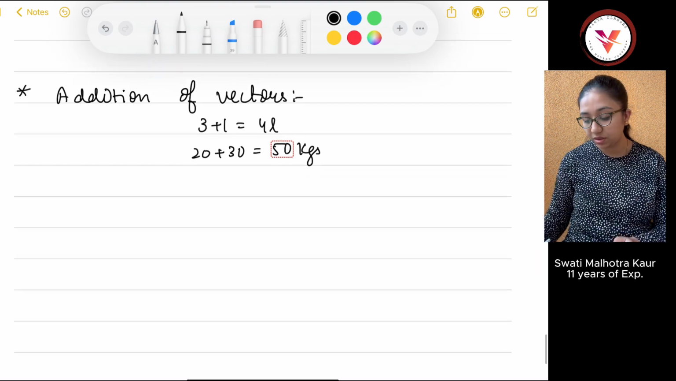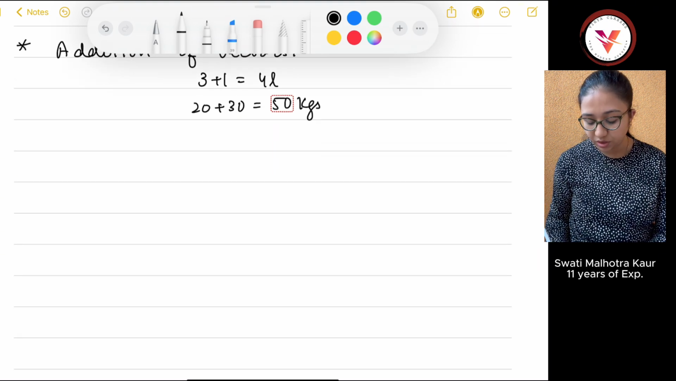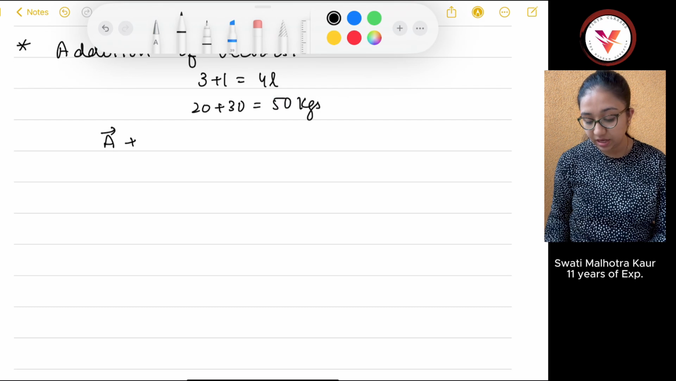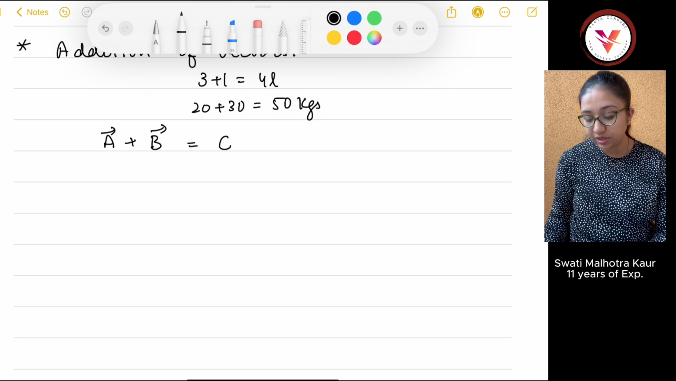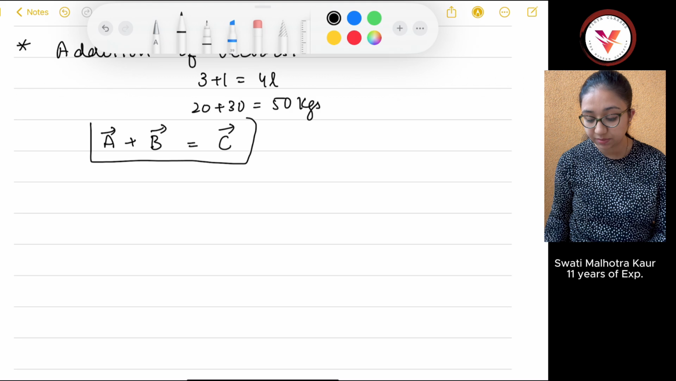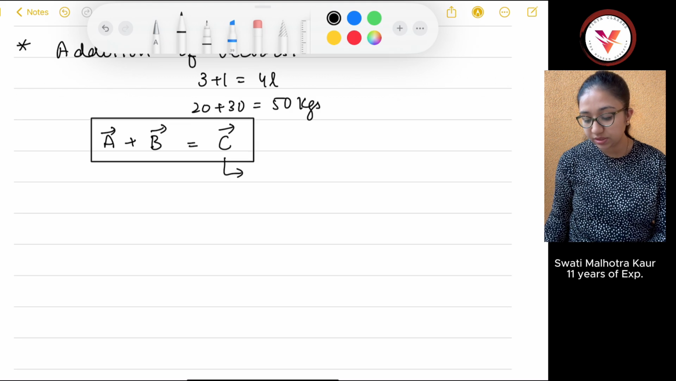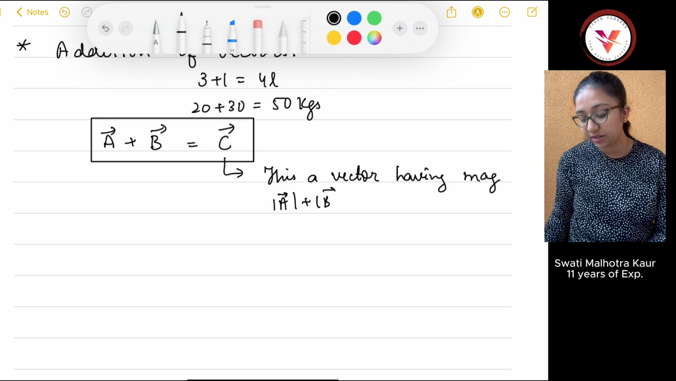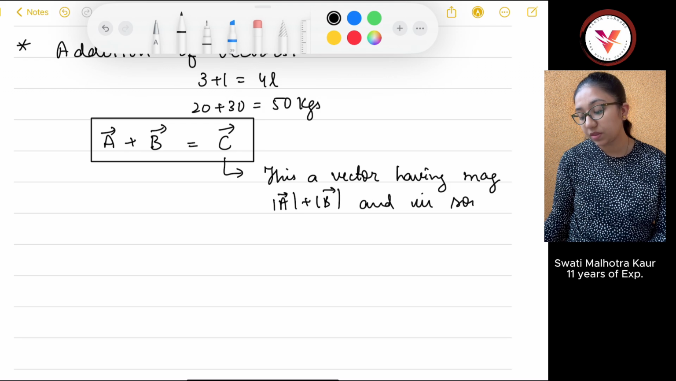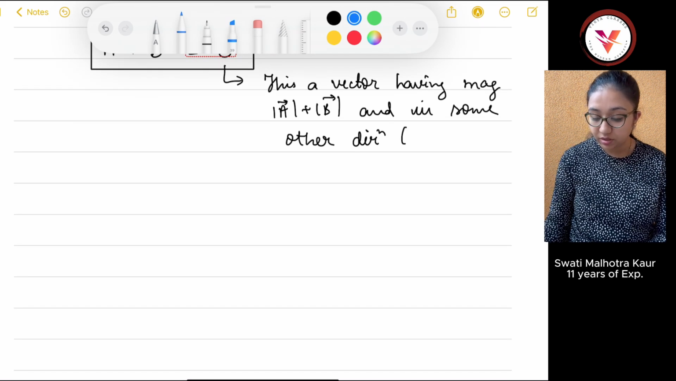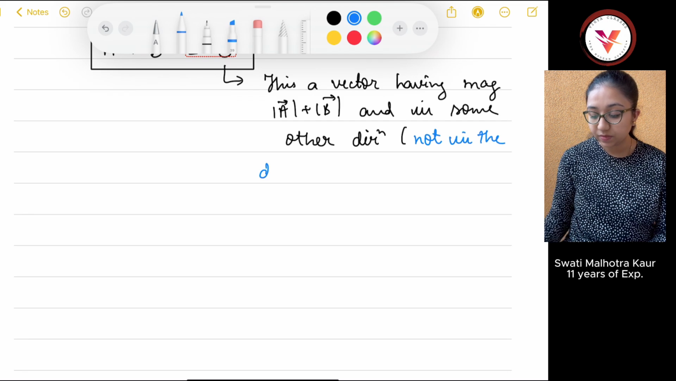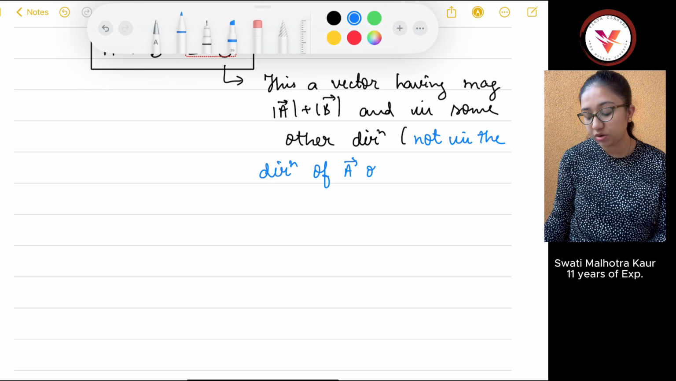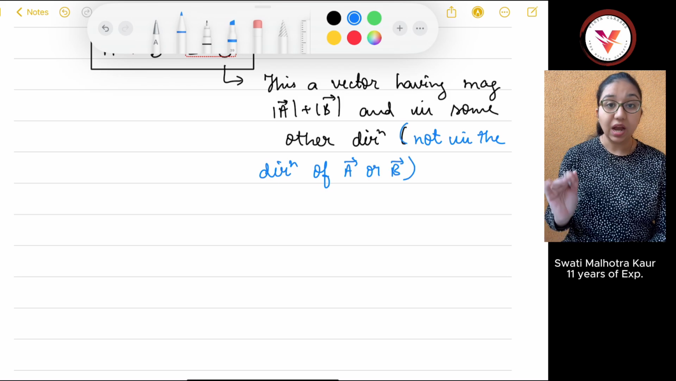But in vectors, what happens? The angle is also involved. Let's say you have a vector A and also a vector B. What you will get is another vector, but in some other direction. This is a vector having magnitude of A vector plus B vector and in some other direction, that means not in the direction of A vector or B vector. Sometimes it could be, sometimes it's not. So it depends. How it depends, we'll understand.